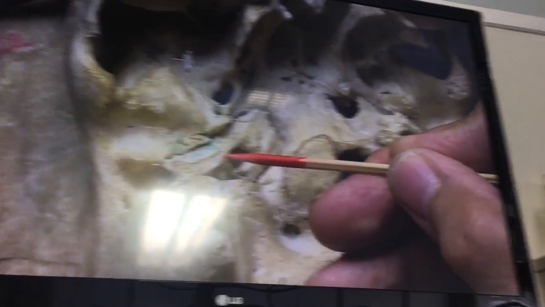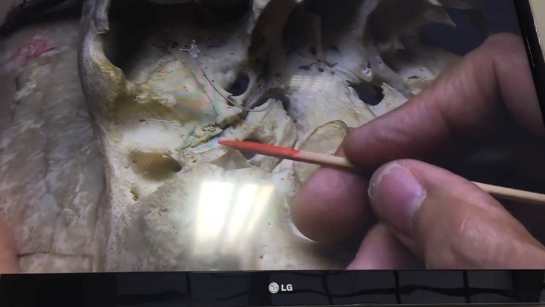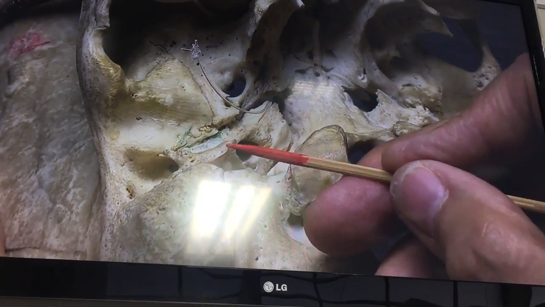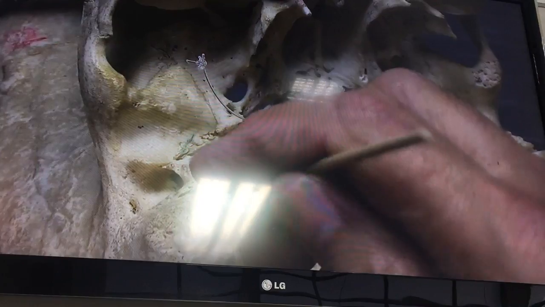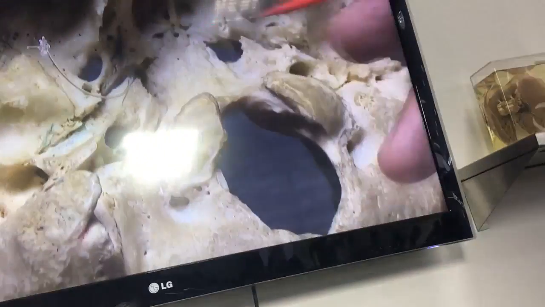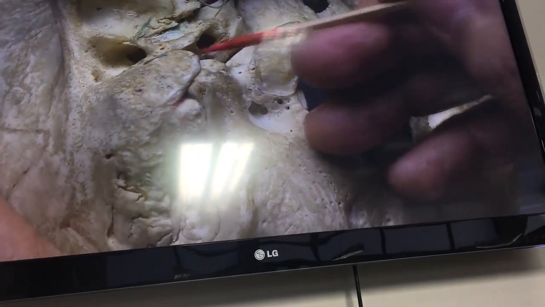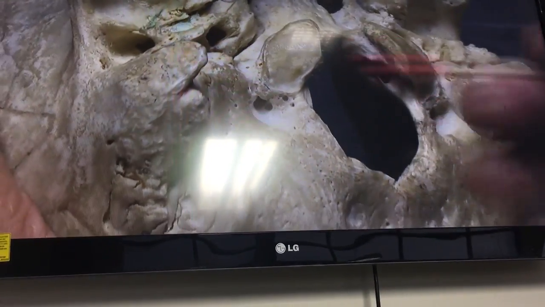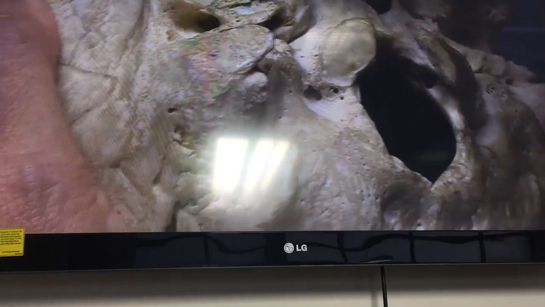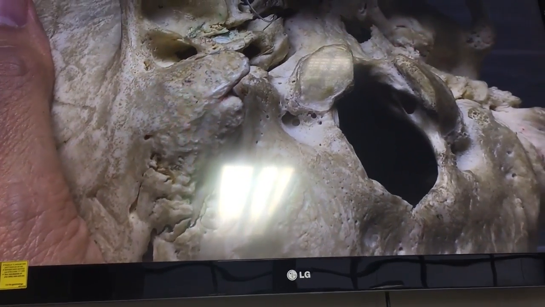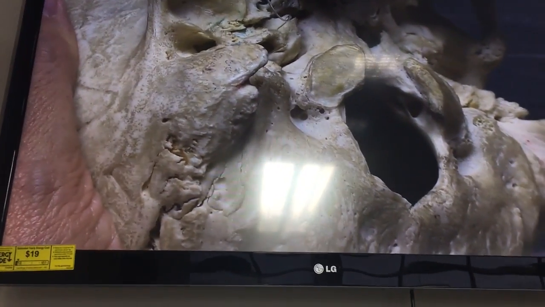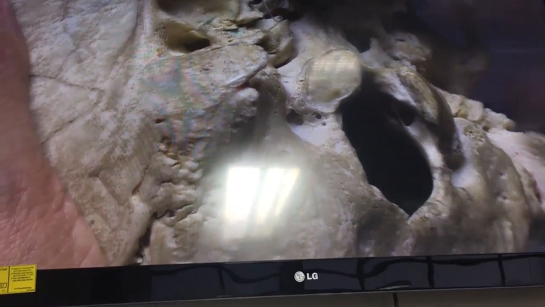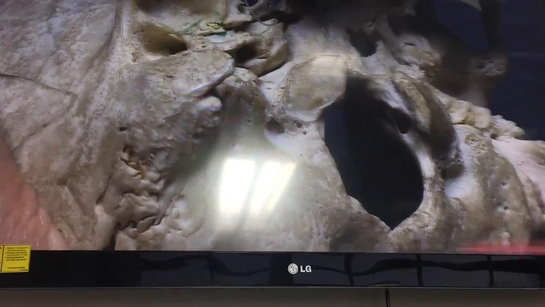Posterior to the styloid process is the stylomastoid foramen. Okay? And everybody knows what comes through there, the facial nerve. And an artery enters at that point, the stylomastoid artery, a posterior branch of the artery. As it comes out here, it's going to run into the parotid, and then it's going to divide into branches that supply the facial muscles.